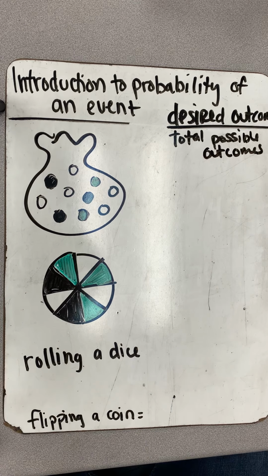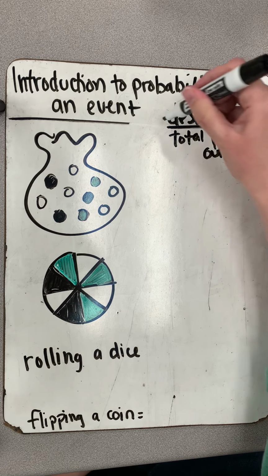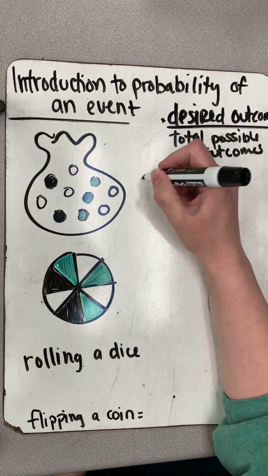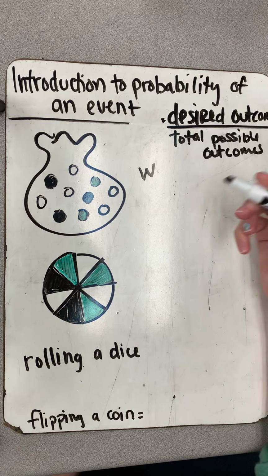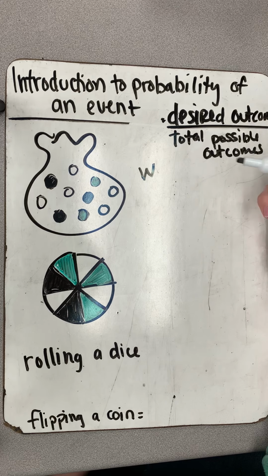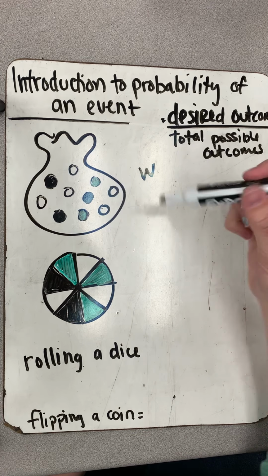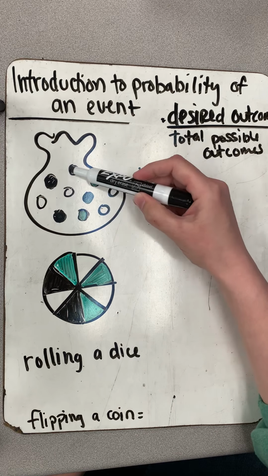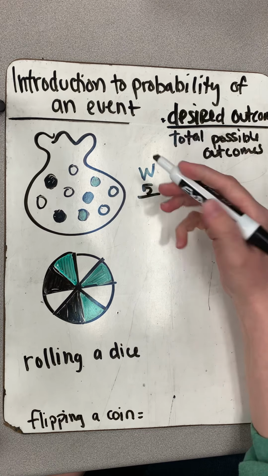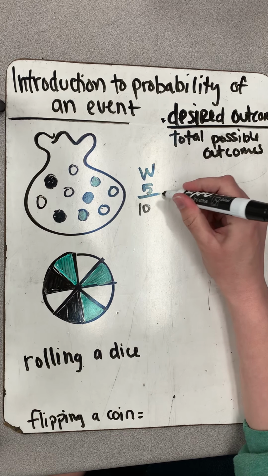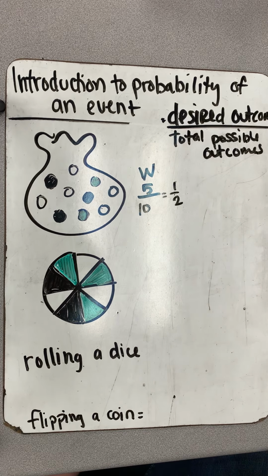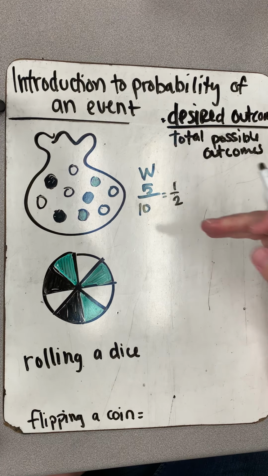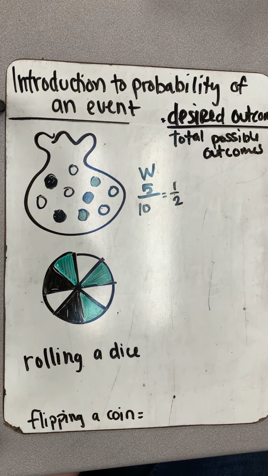So this is where it's a little bit tricky. It might change our desired outcome. At first, I might want to pull out a white marble. Well, how many white marbles do I have in there? 1, 2, 3, 4, 5. I have 5 out of 1, 2, 3, 4, 5, 6, 7, 8, 9, 10. 5 out of 10. So I have 1/2. 1 out of every 2 could be a white one, all right?